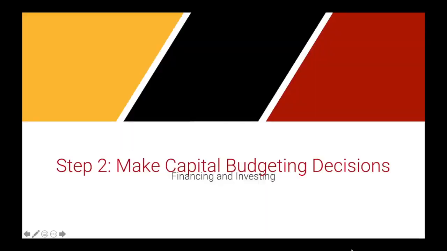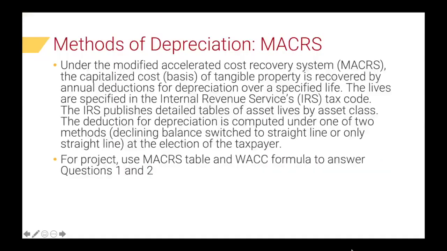Step 2 in our project is to make capital budgeting decisions. Under the Modified Accelerated Cost Recovery System, the capitalized cost of tangible property is recovered by annual deductions for depreciation over a specified period of time. The deduction for depreciation is computed under one of two methods: a declining balance switched to a straight line, or only a straight line. For this project, use the Modified Accelerated Cost Recovery System table and the WACC formula to answer questions 1 and 2.